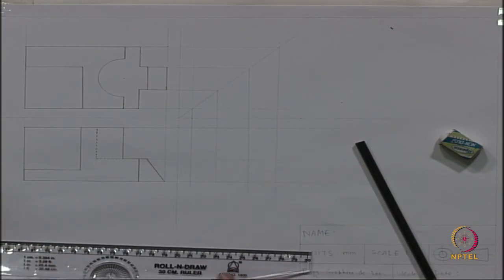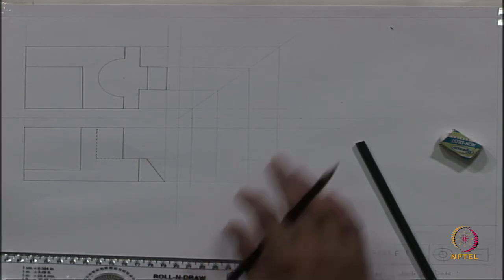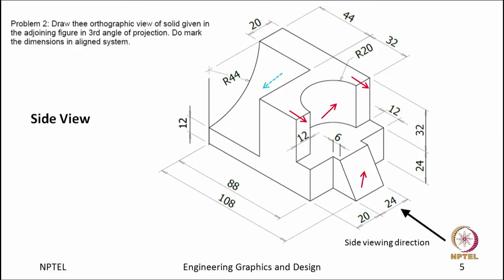Now, we will start doing the side view. The first part we will be drawing is this side, this slant surface. This slant surface we will see as a rectangle. So, what will come in our picture? This line of length 24 and width 20, it will come first.